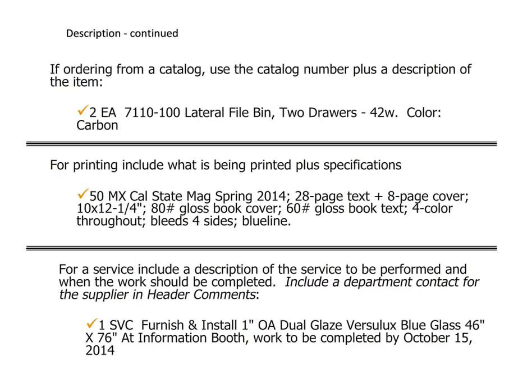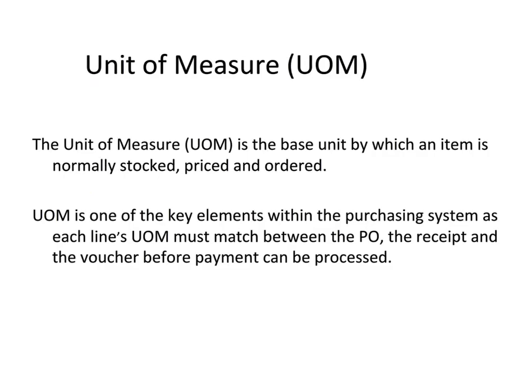For services, include a description of the service to be performed and when the service should be completed. A department contact should also be listed in comments. In this example, we need the supplier to provide the materials and labor to replace some glass in an information booth by a specific date. What these examples have in common is that they are clear and specific. There is little doubt as to what we expect.